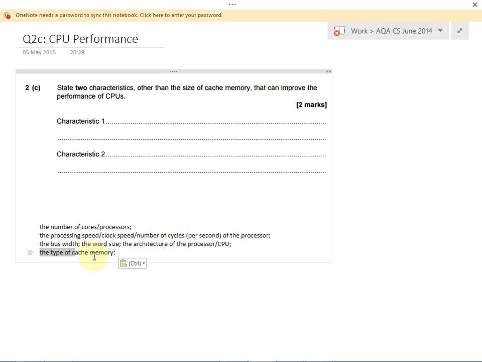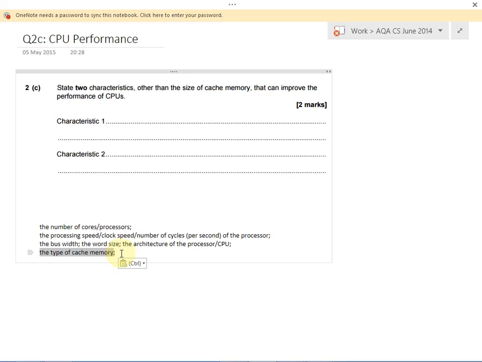Final thing the exam board would accept would be the type of cache memory. You've got level 1, 2 and 3. See the previous question if you want an overview of cache memory. Level 1 is the fastest, so if you have more level 1 cache, the CPU will often be faster because it stores more data and instructions closer to the CPU so it can access them in less time.